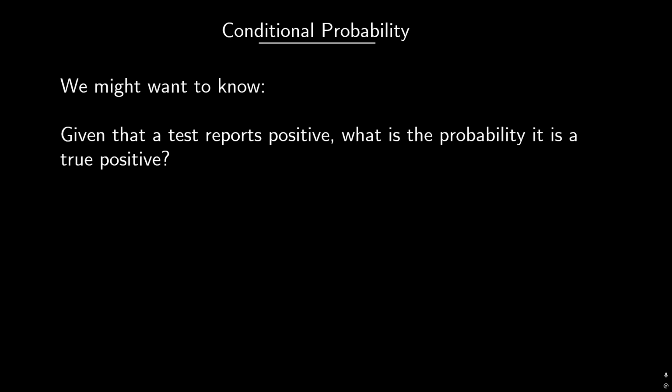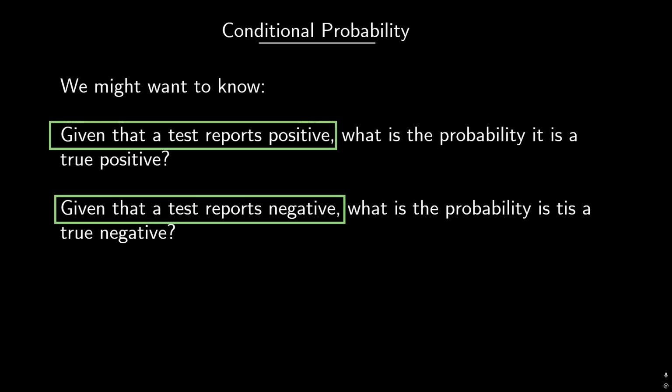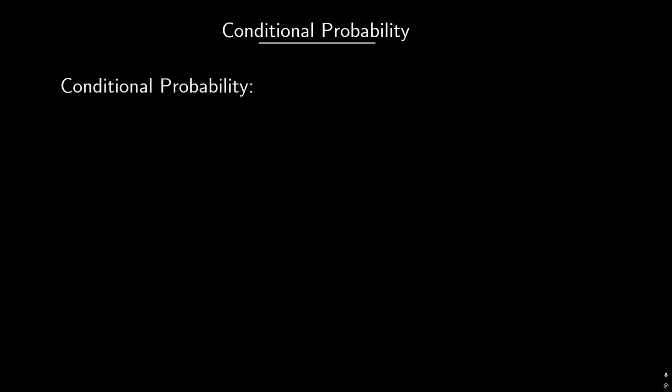So for example, we might want to know something like the following. Given that a test reports positive, what is the probability that it actually is a true positive? Or given that a test reports negative, what is the probability that it is a true negative? In either case, you can imagine how there is still this whole conditioning thing going on in our probability. How should we compute the values, or how should we understand this? Okay, so let's go into conditional probability.